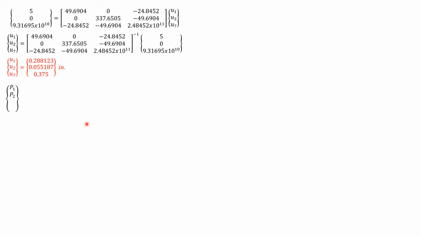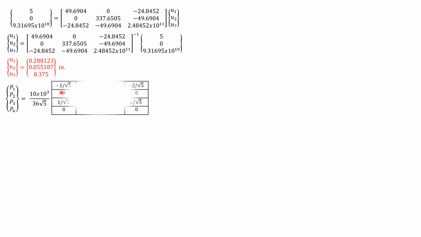So we now solve for the member forces. For member 1, P1, P2, P3, P4, it is equal to the value 1 times 10 to the third over length times cosine square.